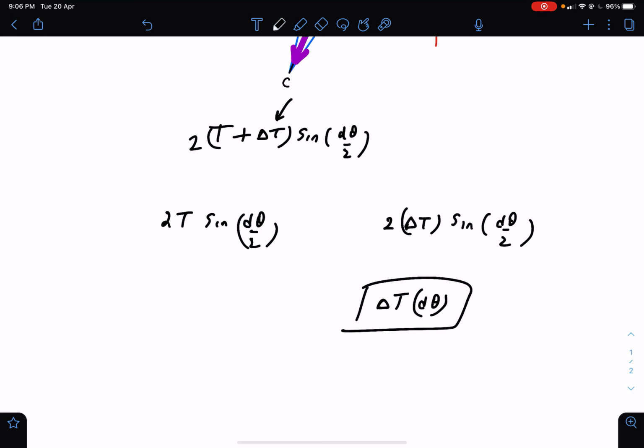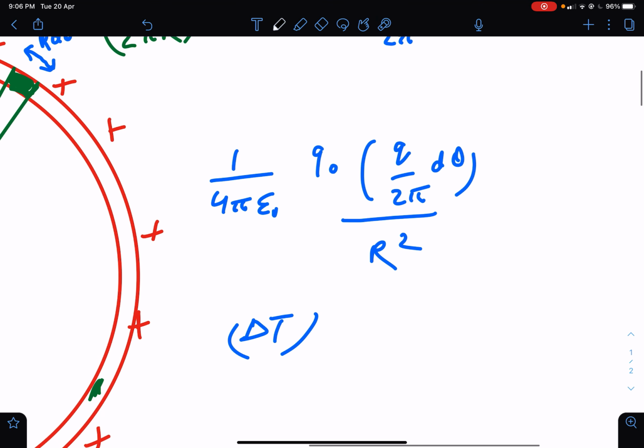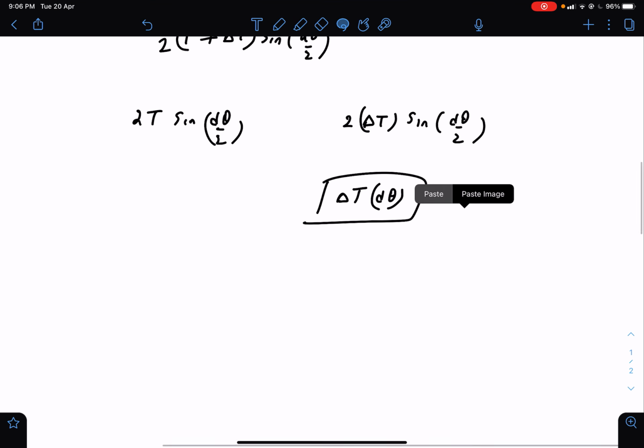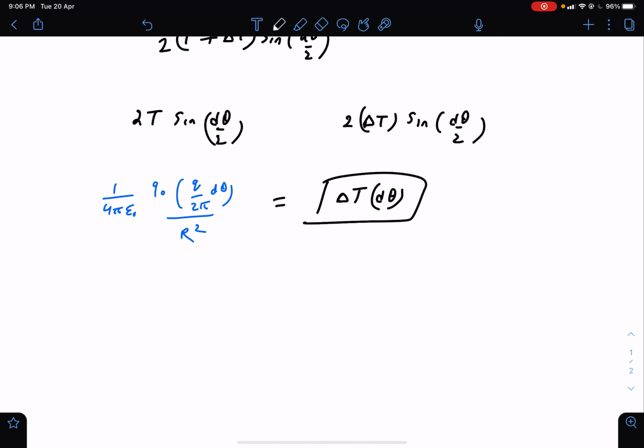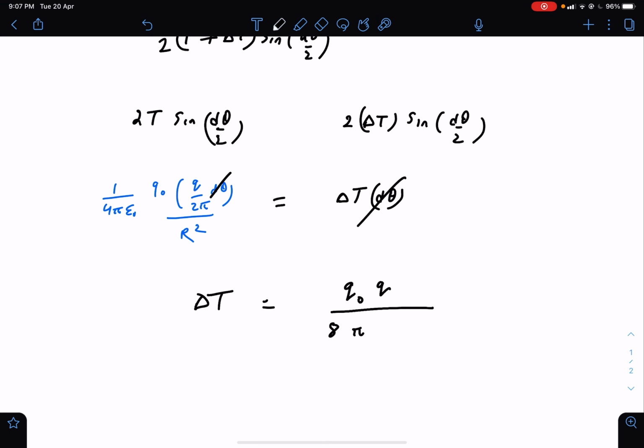This is the extra tension force coming on an element towards the center, and it will balance the extra repulsion force that this element is getting, which we have already calculated. So let us balance the two forces, extra tension towards the center and extra repulsion away from the center. From there we get the additional value of tension force developed, which will be equal to q naught q by 8 pi square epsilon naught r square.